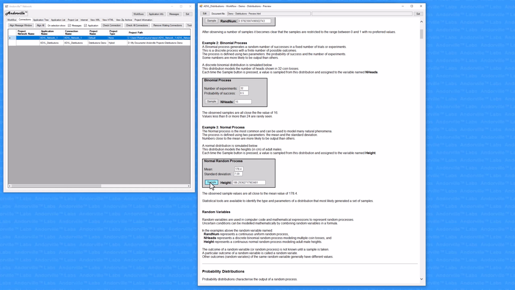The outcome of a random variable or random process is not known until a sample is taken. A particular outcome of a random variable is called a random variate. Other outcomes or random variates of the same random variable generally have different values.